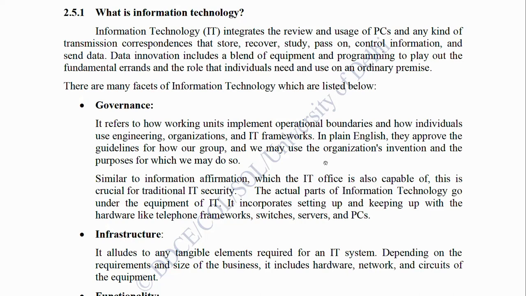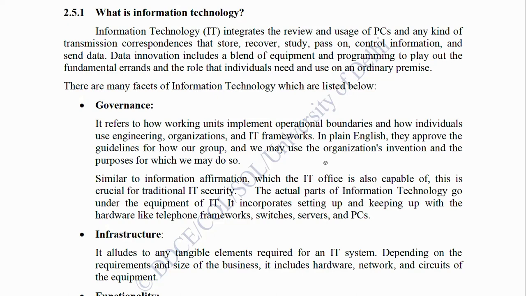2.5.1. What is information technology? Information technology integrates the review and usage of PCs and any kind of transmission correspondence that store, recover, study, pass on, control information, and send data. Data innovation includes a blend of equipment and programming to play out the fundamental errands and the role that individual needs and use on ordinary premise.